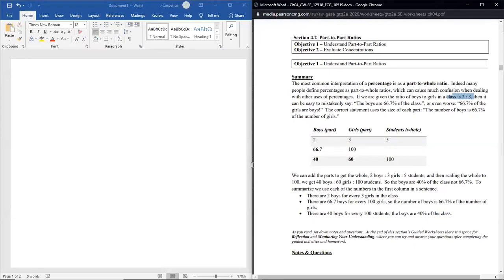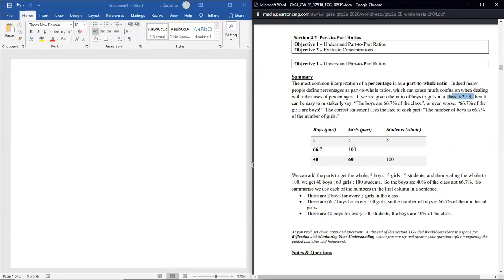So it's easy, there we go. Then it can be easy to mistakenly say the boys are 66.7% of the class. Or even worse, 66.7% of the girls are boys. The correct statement uses the size of each part though. The number of boys is 66.7% of the number of girls.